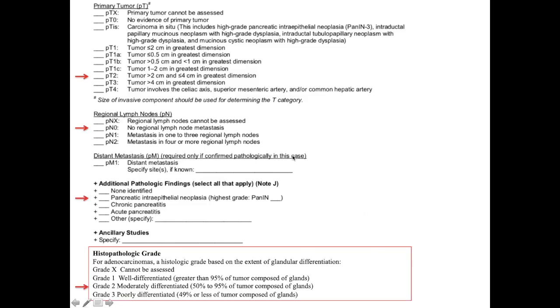So after we see the cells, we see the slide, we diagnose it. As pathologists, we have to sign this case out. We have to write the report. So what does that mean? We have to stage this tumor. In our case, the tumor was greater than 2 centimeters, but less than 4 centimeters in greatest dimension. So that would make it a pT2.